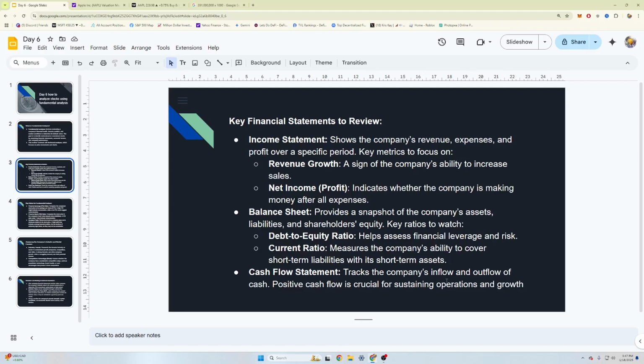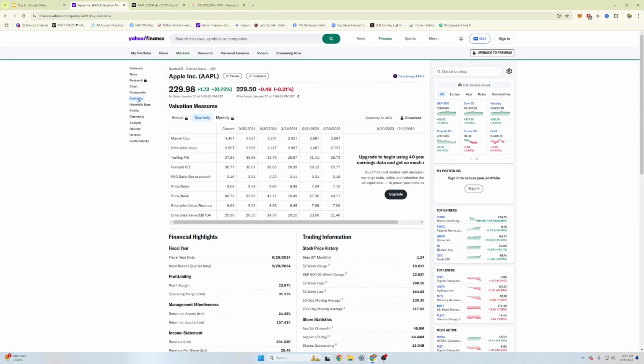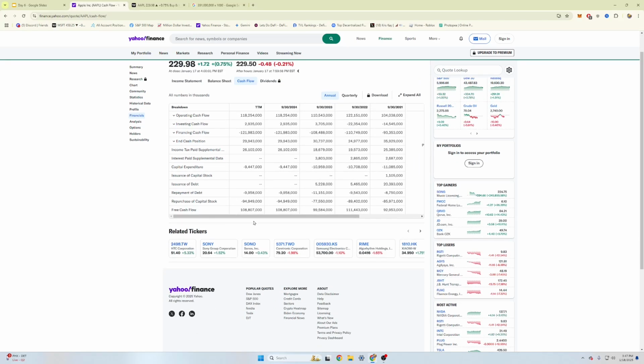Cash flow statement tracks the company's inflow and outflow of cash. Positive cash flow is crucial for sustaining operations and growth. A lot of companies don't have positive cash flow, so I'm about to show you this right now because this is really important. Go back to financials. We're going to come over to cash flow. Sorry, free cash flow. 92 million, 111 million, 99 million, 108 million. So we see from 92 to 108, we have more cash coming to Apple every year.